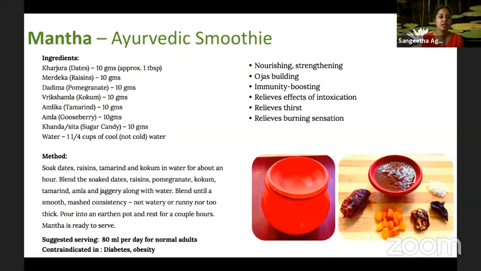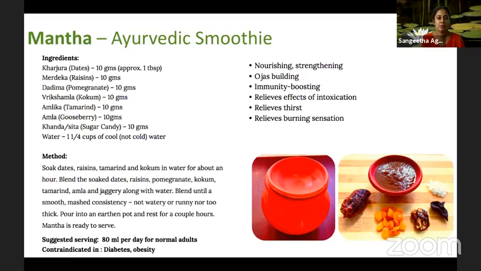Then you're going to need water. So the method for preparation, you're going to start off by soaking all the dry ingredients in a good amount of water for about an hour, and then just blend them along with water until you get a mushy consistency. That's important. You want to make sure that it's not too runny or too thick. Smoothie consistency is what you want to aim for.